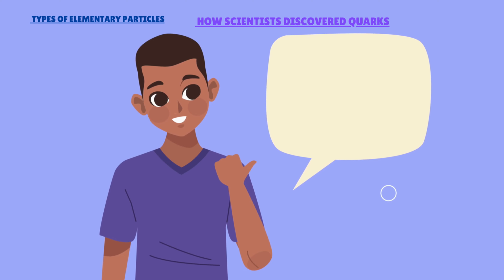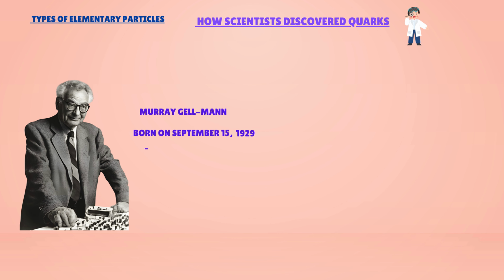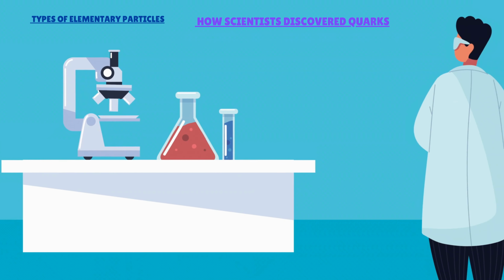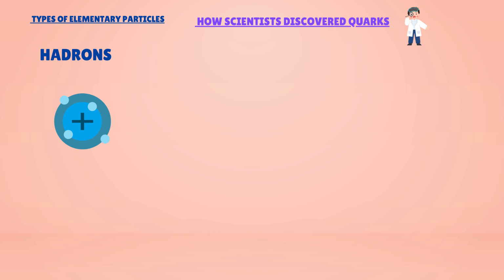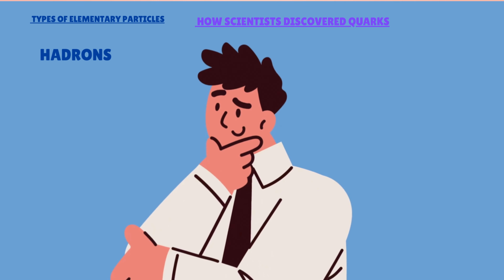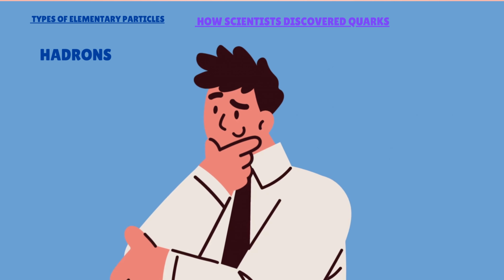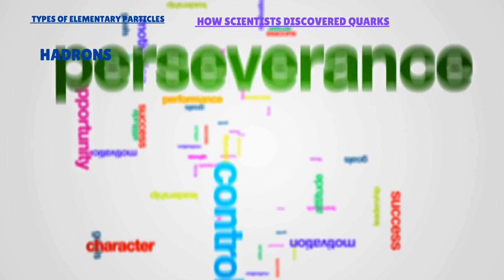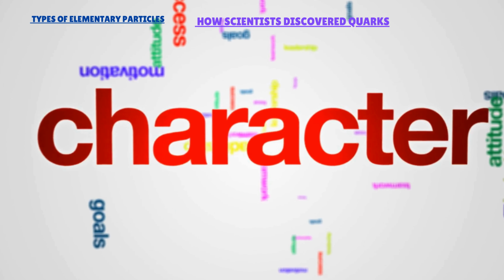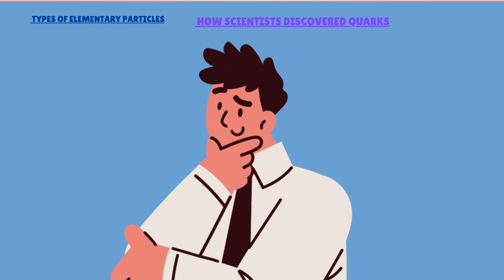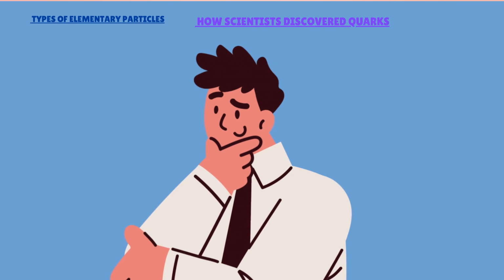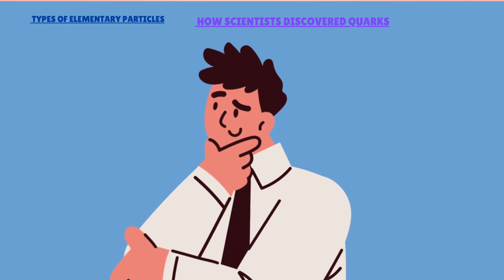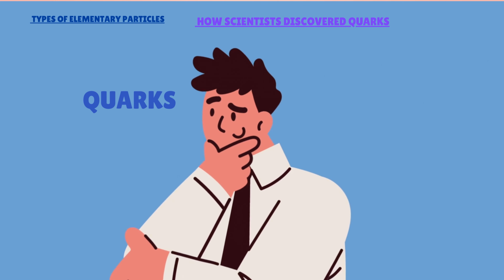Let's rewind to the 1960s, where a physicist named Murray Gell-Mann had a big idea. He was studying particles called hadrons, things like protons and neutrons that make up atoms. He noticed something interesting: these particles weren't random. They followed patterns, just like how letters in a word always follow a certain order. Gell-Mann thought, maybe there's something smaller inside these particles. So, he came up with the idea that these tiny parts could be quarks.